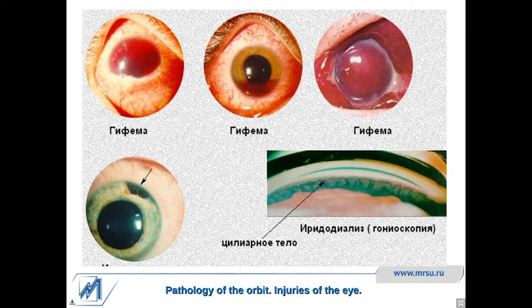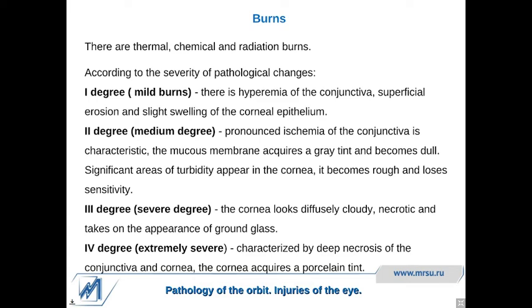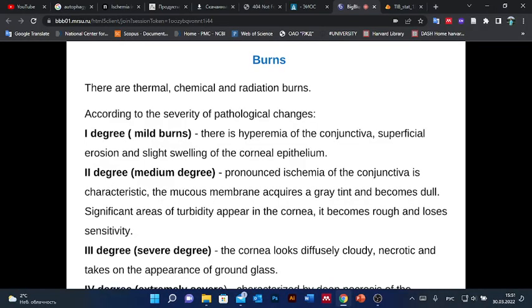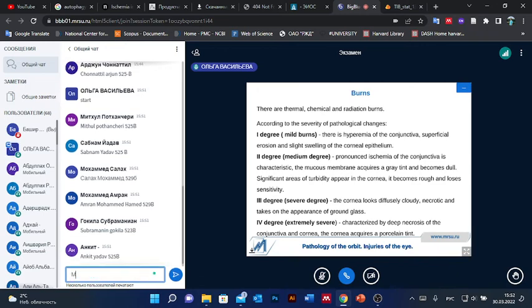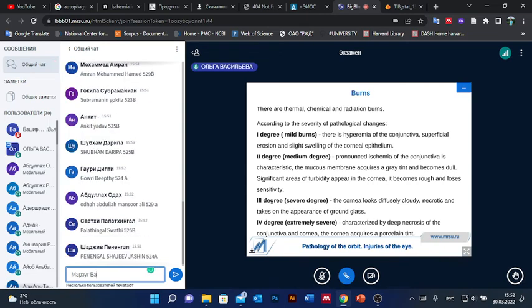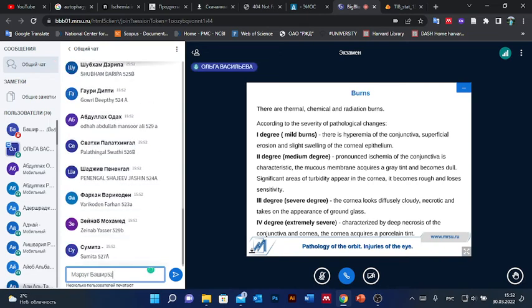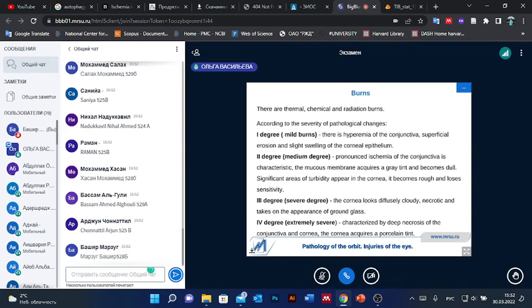The next part is burns. Before starting this part of the lecture, we need to check your presence. Here I press start. Now you can write your names. I give you 4 minutes. Now it is 3:52 PM, and at 3:55 we will stop. You write your names and I speak about burns.